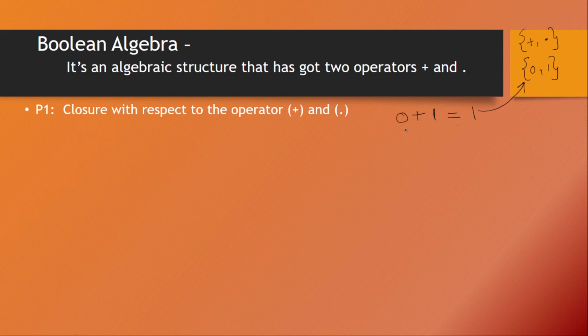So we can even check with any other operation. So 0 and 0 gives us 0, that is again present in this set. So when we operate any two operands here with the help of these operators, we cannot get a value that is apart from these two numbers in this set. If we have such a set, then we call that a closed set. And Boolean algebra is closed with these two operators. So that's the idea here.